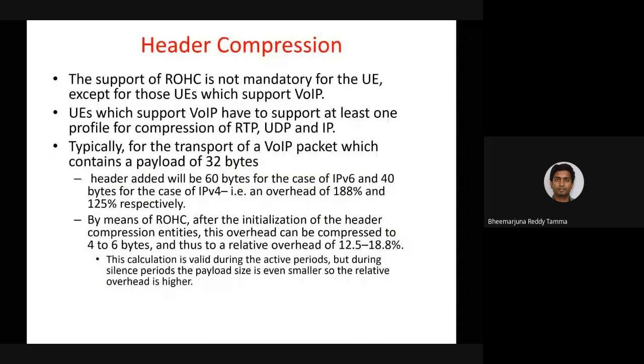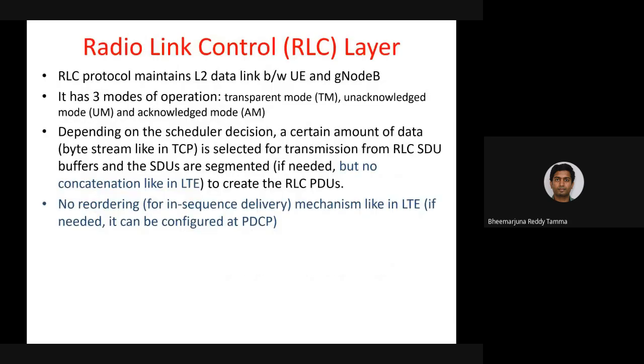So an example is shown here. It says that when you don't do IPv4 and IPv6 based header compression, the overheads are on the order of 125 to 188%, depending on whether you're using IPv4 or IPv6. But after you do ROHC, the overheads have come down from 188% to 12% to 80%, 18%. So now I'll talk about the RLC layer.